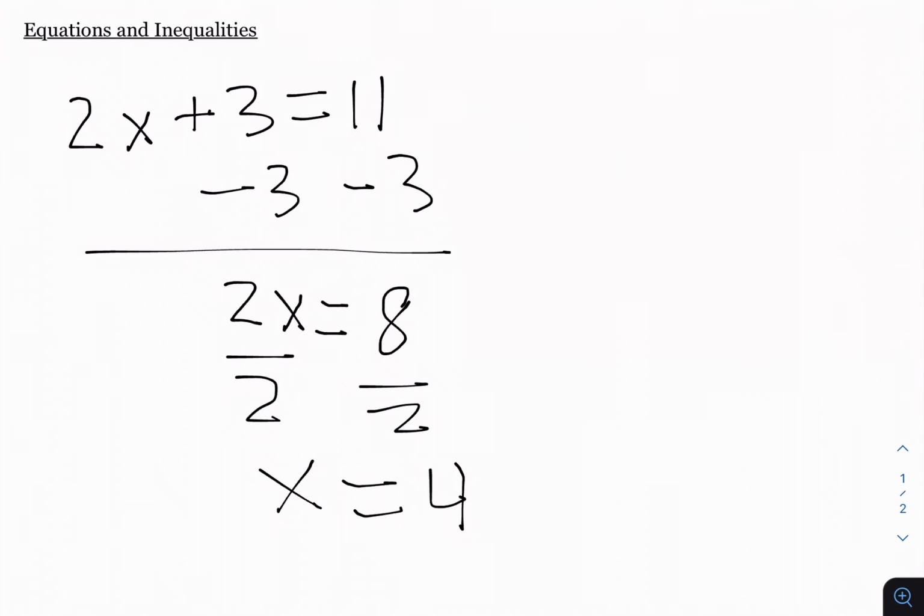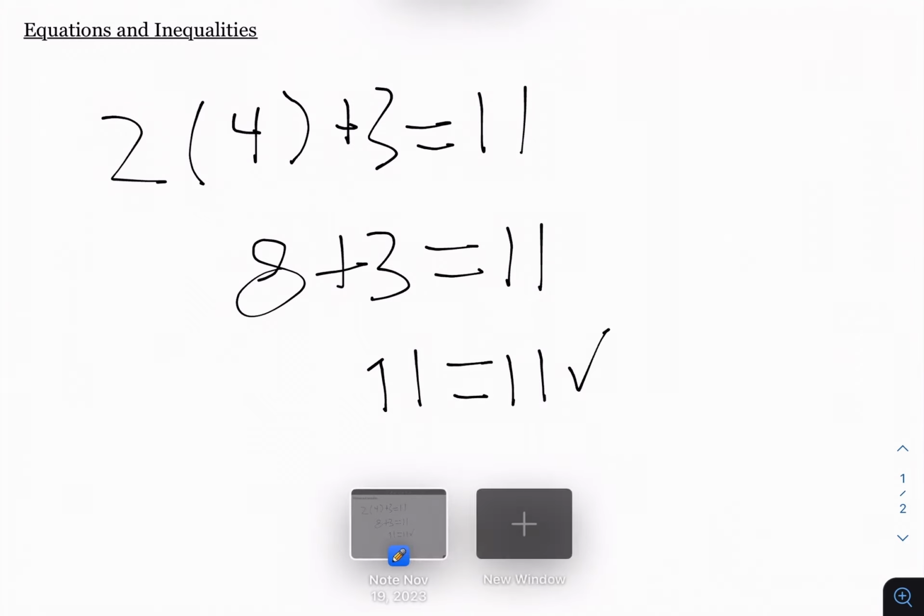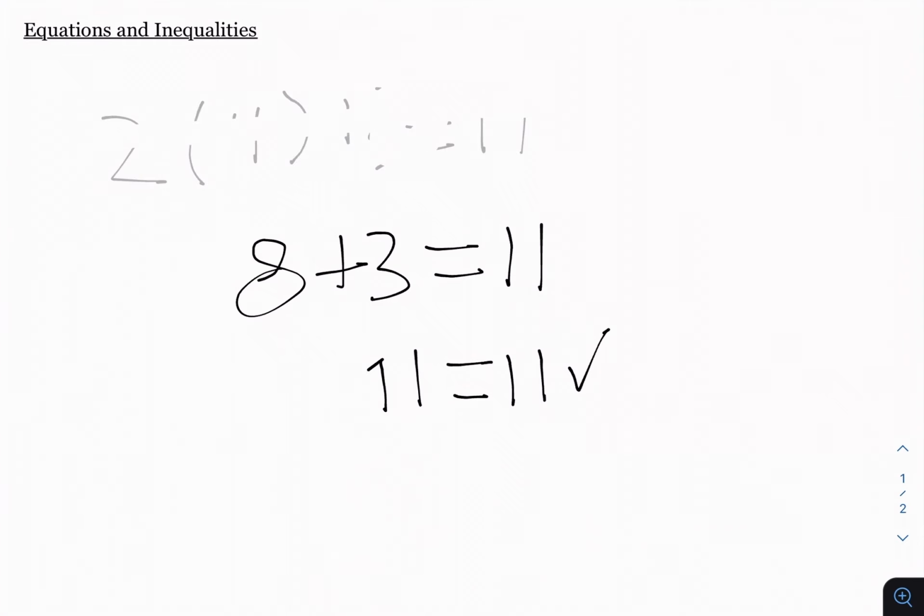Let's check to make sure that the answer is indeed x equals 4. To check, we need to plug in the value that we got for x. So we got 4 for x. 2 times 4 plus 3 equals 11. 8 plus 3 equals 11. So 11 equals 11. So we solved the equation correctly, and that is basically how you solve algebraic equations.